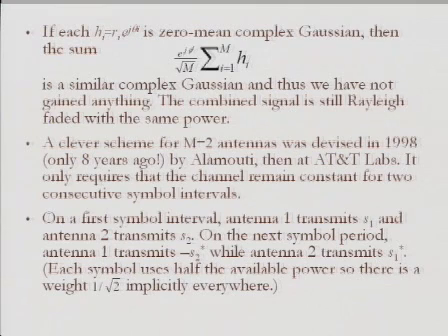Now let me tell you how it works. It's a very clever thing, but the idea is very simple. You take groups of 2 symbols, and everything works in groups of 2 symbols. So you have groups of 2 symbols and 2 antennas. On the first symbol, antenna 1 sends a signal S1, and antenna 2 sends a different signal S2. Now on the second symbol, antenna 1 sends minus S2 conjugate, and antenna 2 sends S1 conjugate.